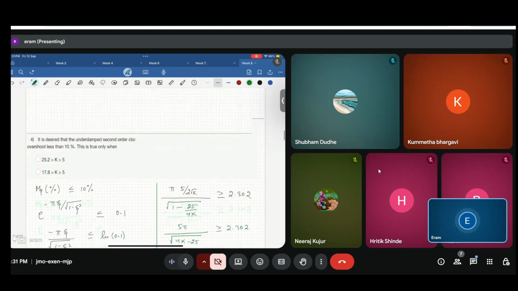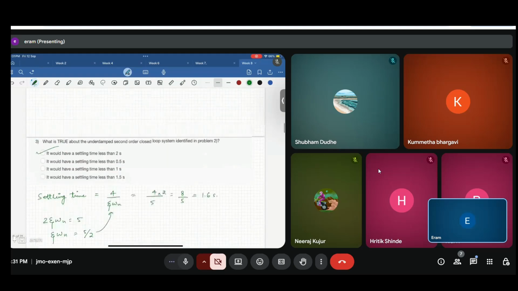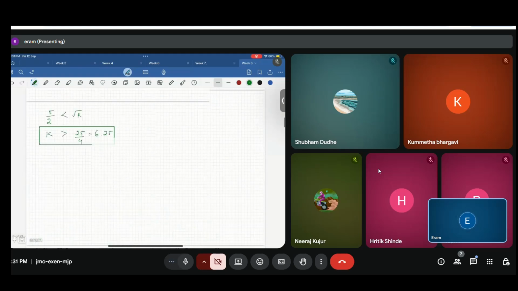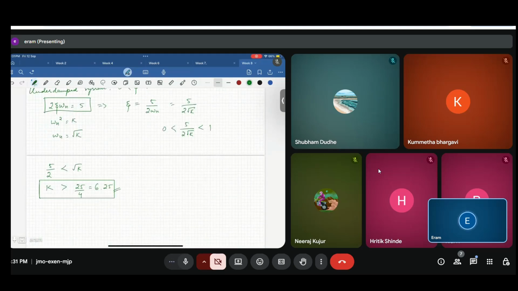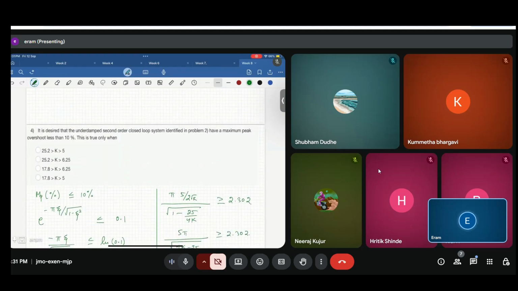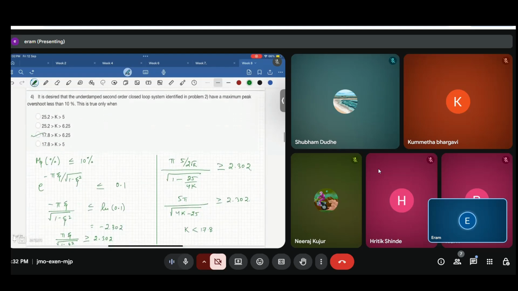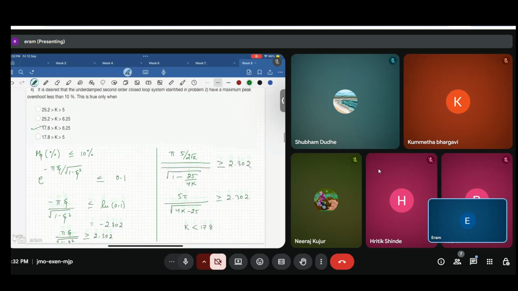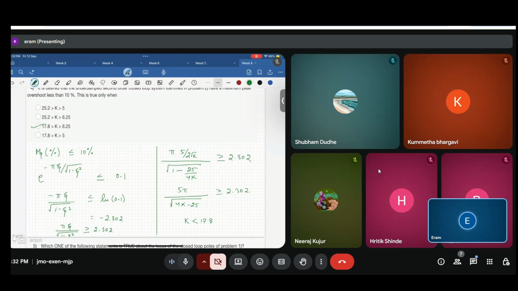And from the earlier condition, we got k greater than 6.25. So the range of k should be between 6.25 and 17.8. So these questions are just formula based, and you need to be fast in calculation for such type of questions.